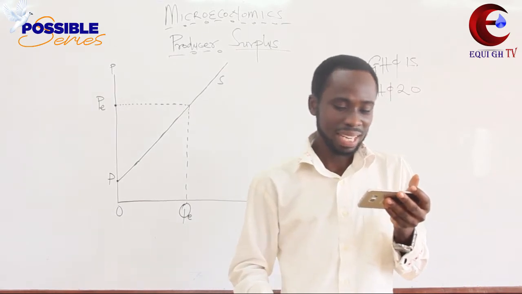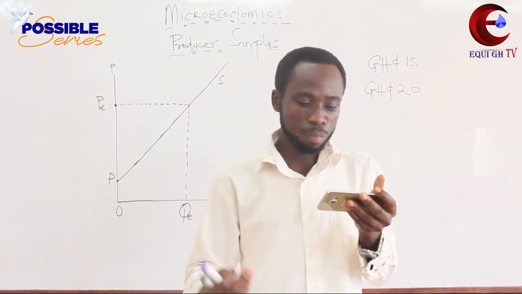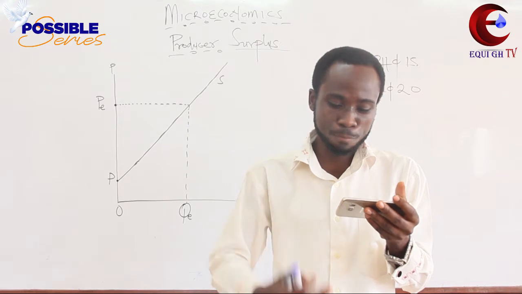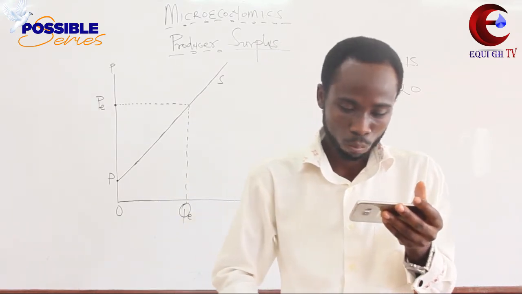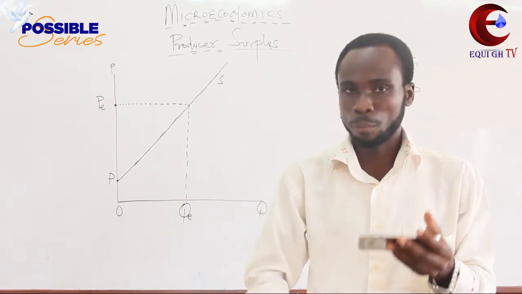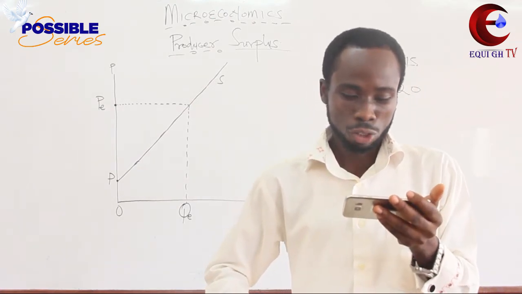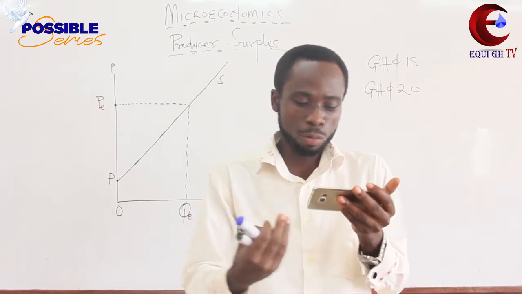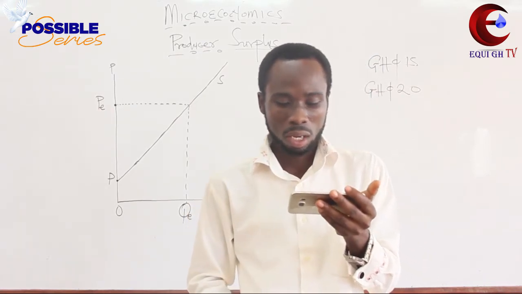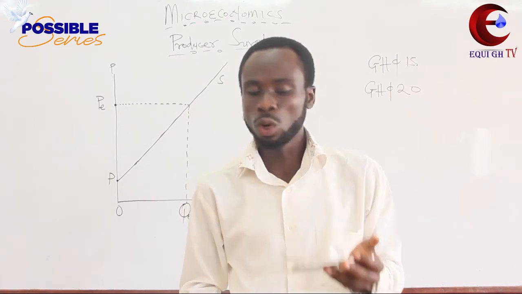Geometrically, it is the area below the equilibrium price paid, but above the supply curve.